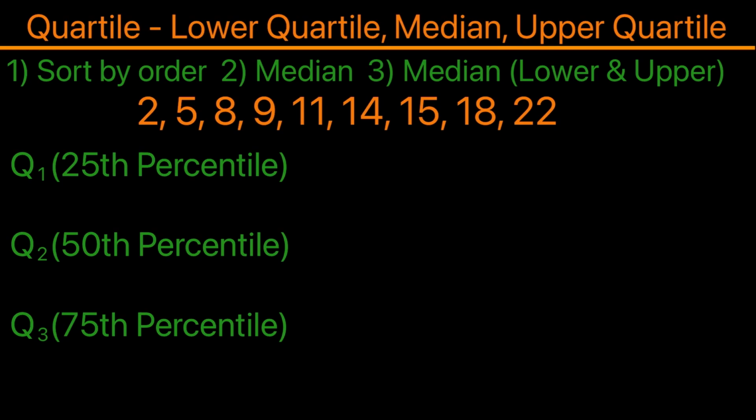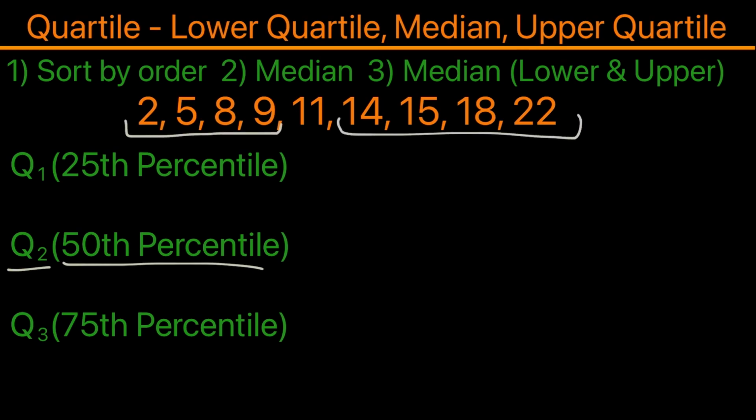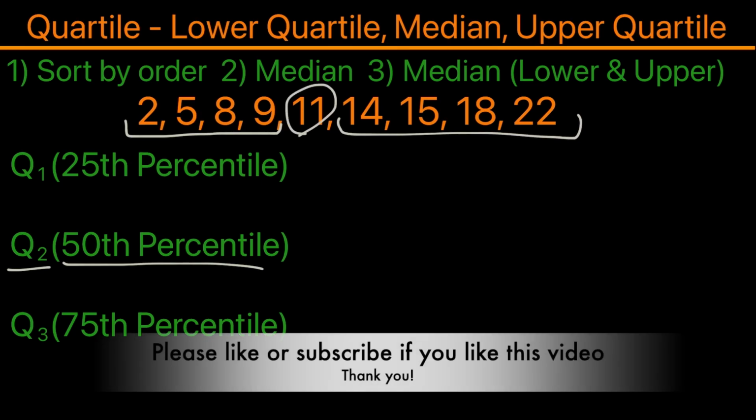Below is a data set already sorted by order, and we're going to find each of the percentiles. So the median would be the 50th percentile of the entire data set. All we've got to do is find the median, which is the middle number of the whole data set. Since there are 4 numbers on the left and 4 numbers on the right, 11 would be the median. So we can simply write 11 here.